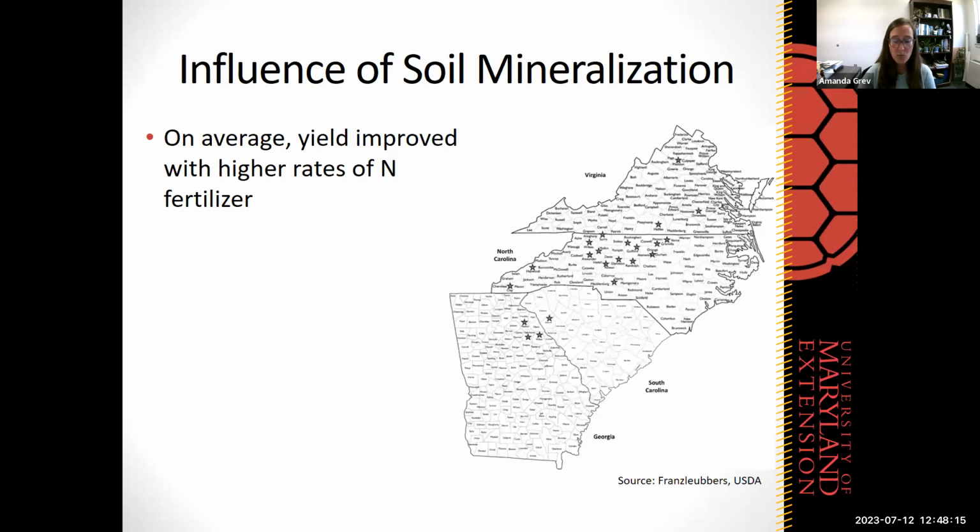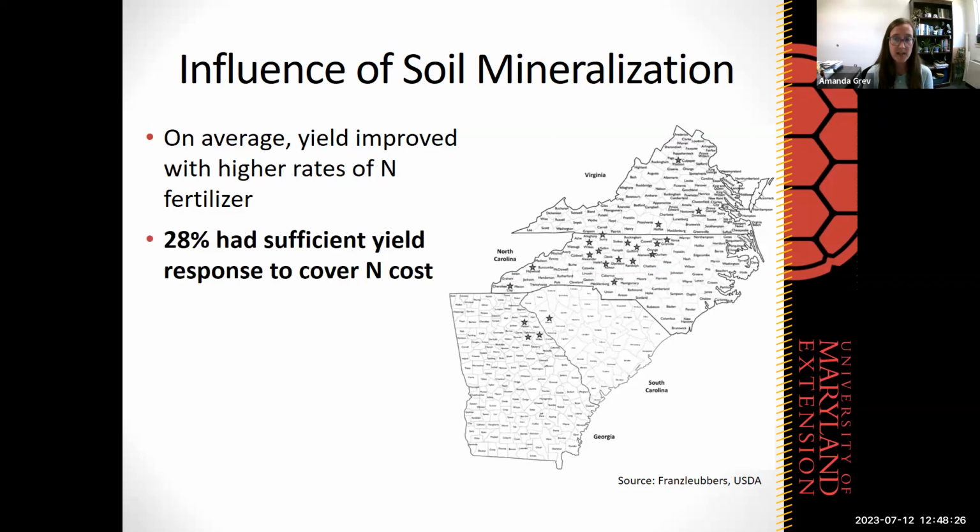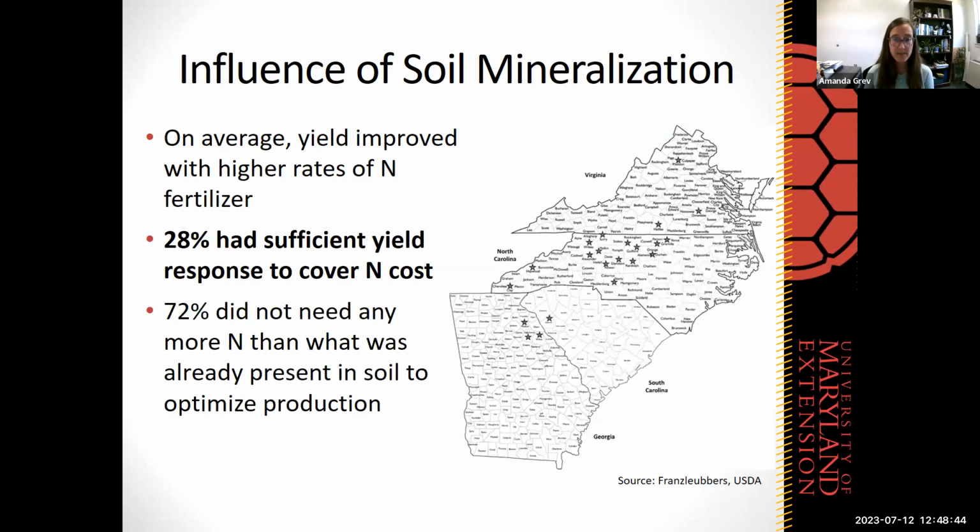The interesting thing, though, was that he found, and granted, this was done over the last 5 or so years, so some of this was done when nitrogen prices were higher, but interestingly, only 28% of the sites had sufficient yield increases to cover the nitrogen cost. So if you actually look at the economics of it, only 28% of the time it actually paid off to apply that nitrogen. The other 72% of the time, they really didn't need to apply that nitrogen in terms of total economics or boosting their yield. So they already had optimal production.